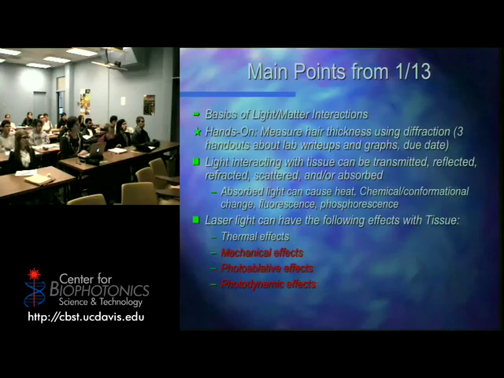And then we went on to the effects laser light can have on tissues. First, we talked about thermal effects. And what we're going to do now is talk about mechanical, photoablative, and photodynamic effects. Okay, that's what I'm going to go into now before we veer off into tools.